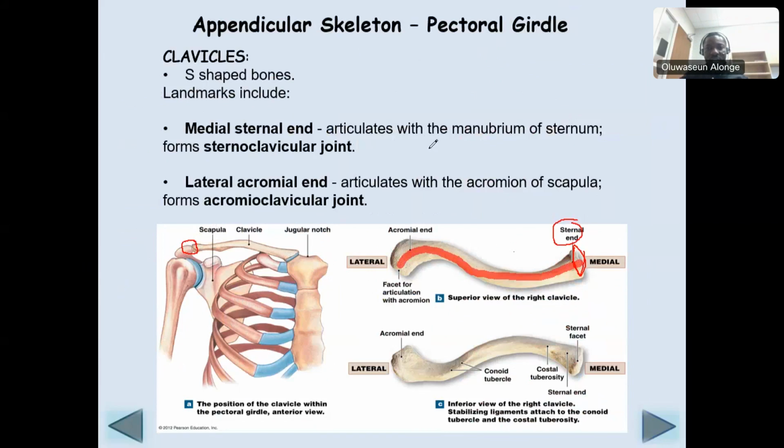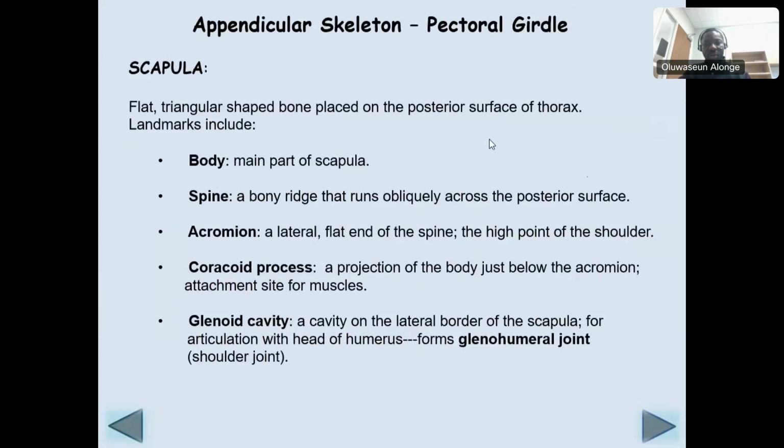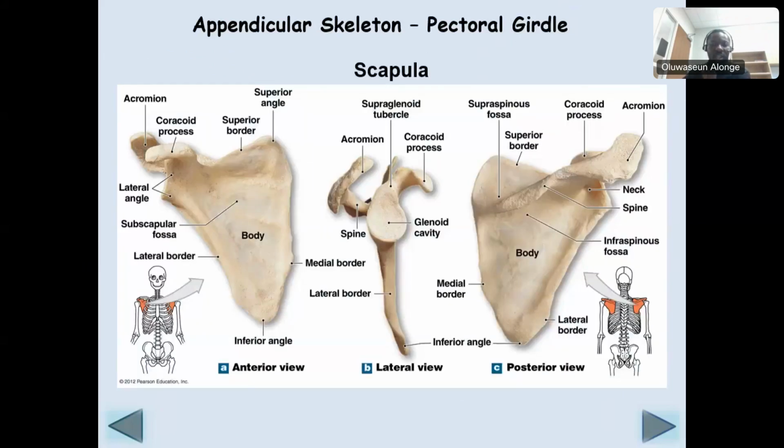I'll go ahead and look at the scapula. Here are the images of the scapula. If you are looking at it anteriorly, as though you are looking at me like this, this is the way you will see my scapula appear. The scapula has two angles: a superior angle right here and an inferior angle. This is the superior angle here, and this is the inferior angle here.